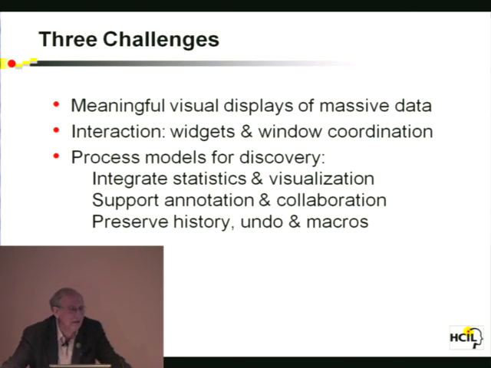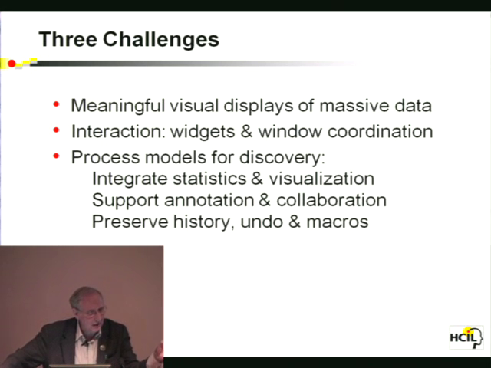How do we build the interaction widgets and coordinate the windows effectively? And the current effort: what is the process model for making discovery more than opportunistic? How do we make it more systematic yet flexible? Okay? And that means the integration of statistics with visualization, that is the data mining, the statistics, machine learning, and the visualization. I'm really eager to see those joined.